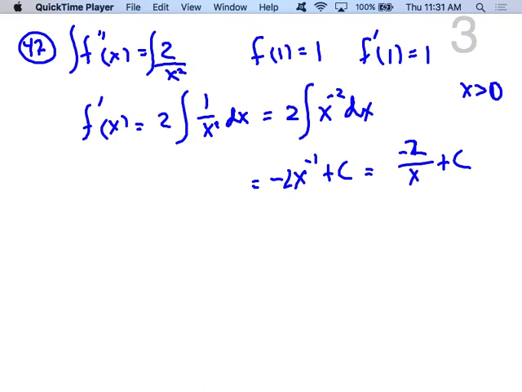Okay. So what's x? 1. What's f prime? 1. So put in 1 here, put in 1 there. So c is 2. Nope, 3. Sure, I can do calculus, I just can't add. Which means this is -2 over x plus 3. That's my new f prime.